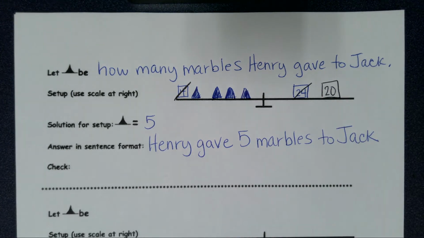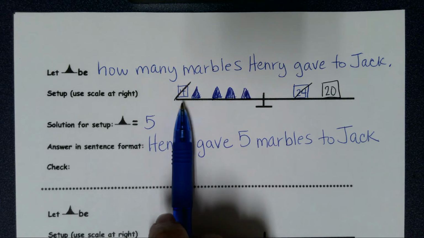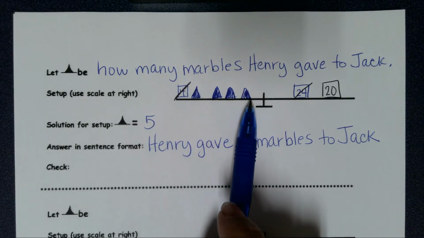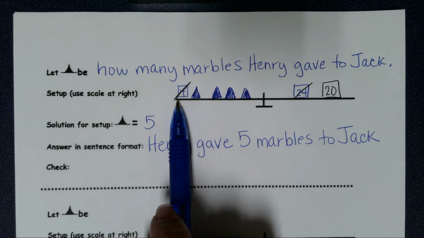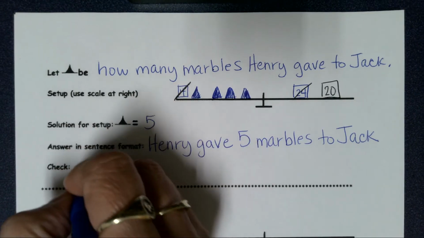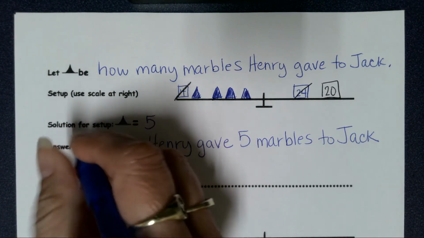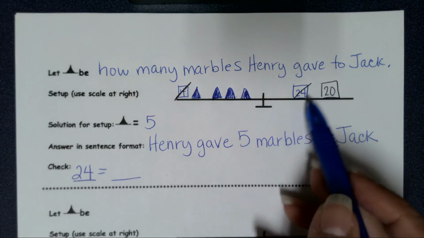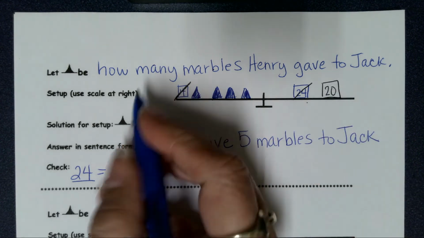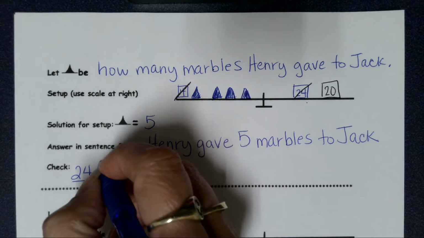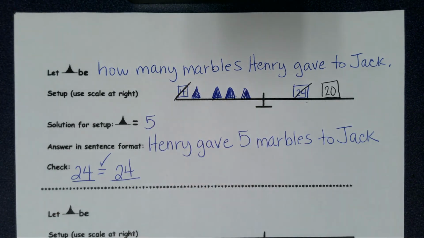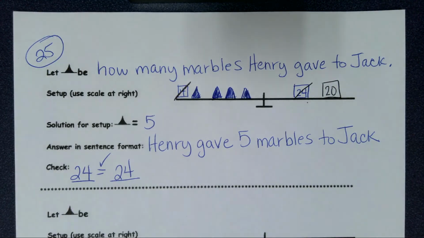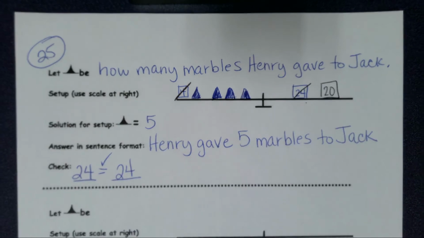And then we're going to do our check. So we go back to the blue because that was my original setup. And I have 5 times 4 is 20, and 20 plus 4 is 24. And then on the right side, we started with a 24. So 24 equals 24, and that is a check. So that was problem number 25 of the verbal problems.